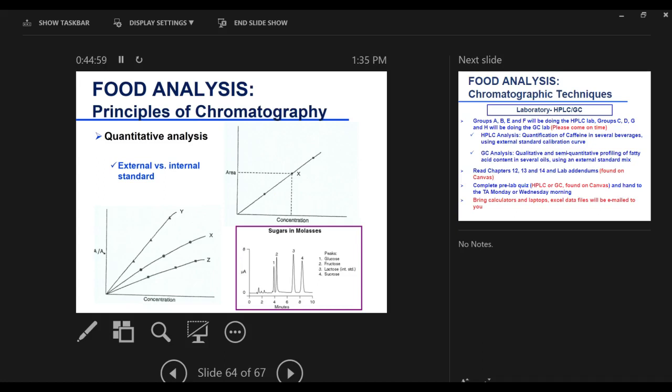Now, what is an internal standard? Does anybody know? Yes, Sam?